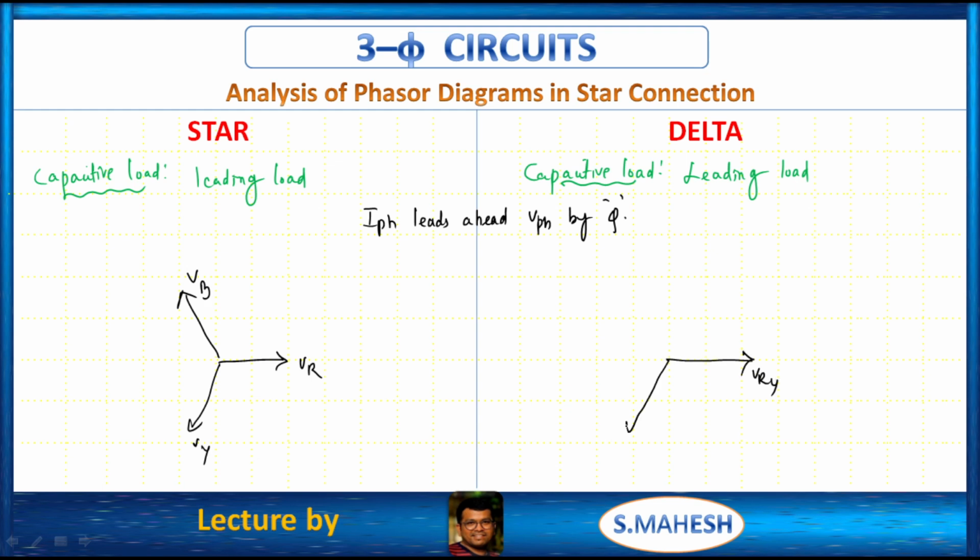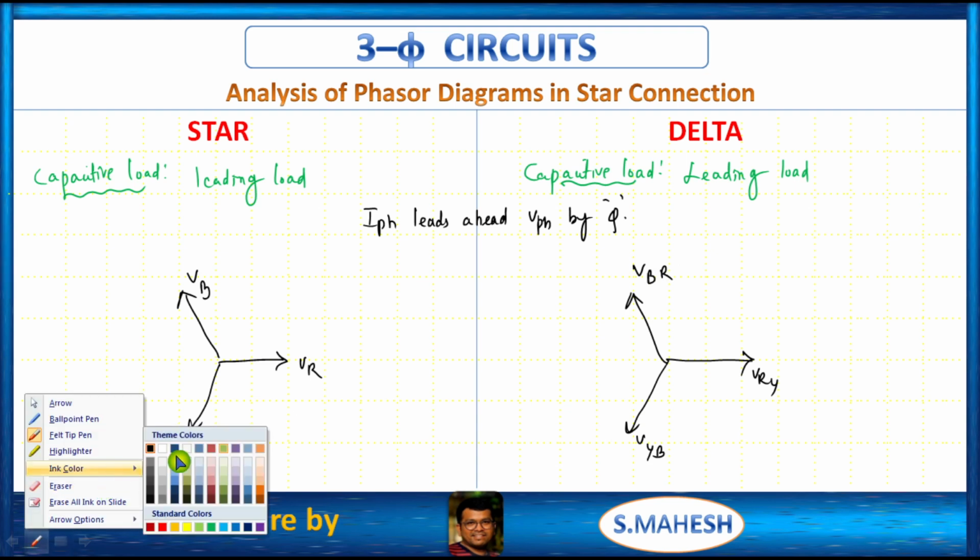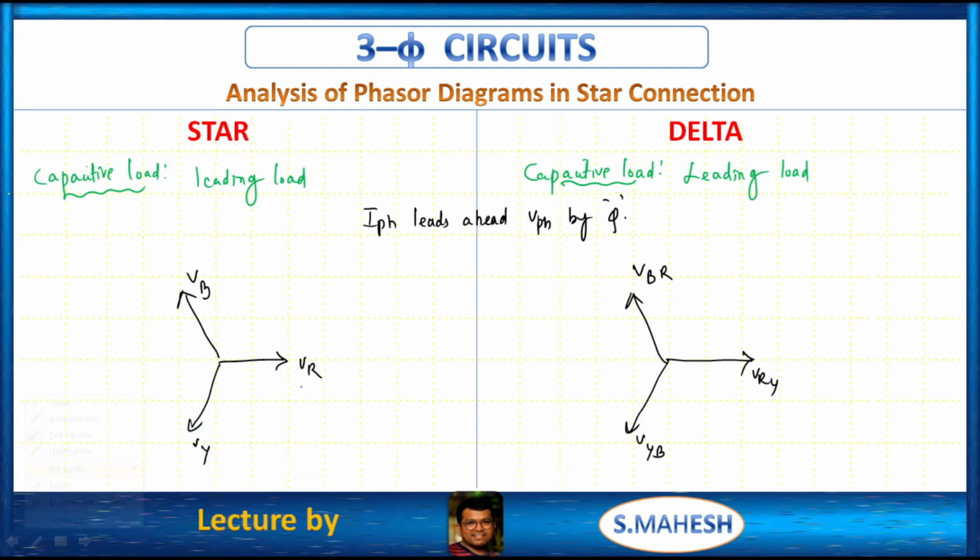Like that, in this case we have VRY, VYB, this is VBR. Completed. Phase quantity is completed. Then see the load. Load is what? Pure capacitive load. Always current leads, right? This is IR, this is IY, this is IR leading VR, IY leading Vy, this is IB. Completed.